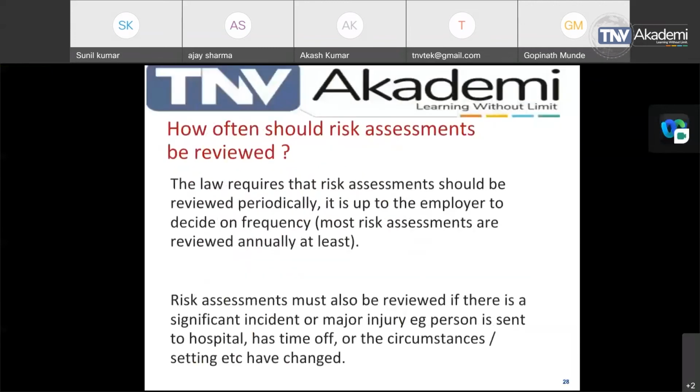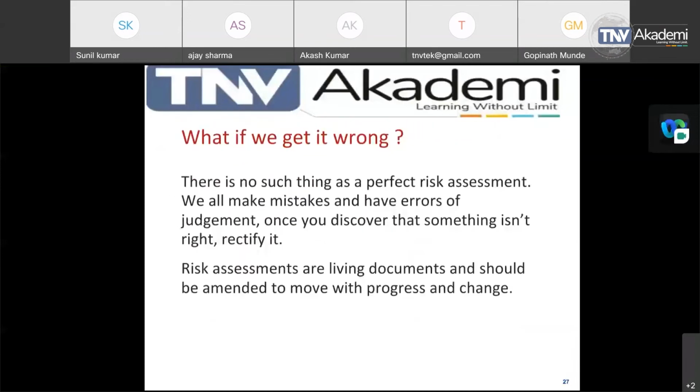So there is no such thing as a perfect risk assessment. We all make mistakes and have errors of judgment while doing the risk assessment, because everybody's perception is at their own level. Nobody has the same perception or individuality level, so a perfect risk assessment is not done by anybody, because we all have different levels of perception.